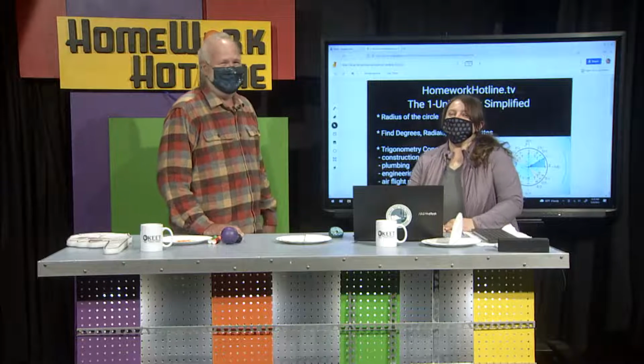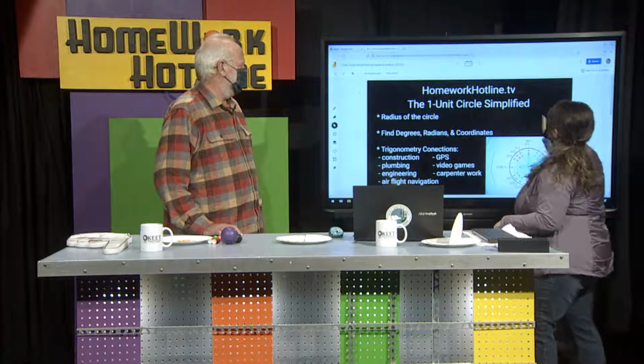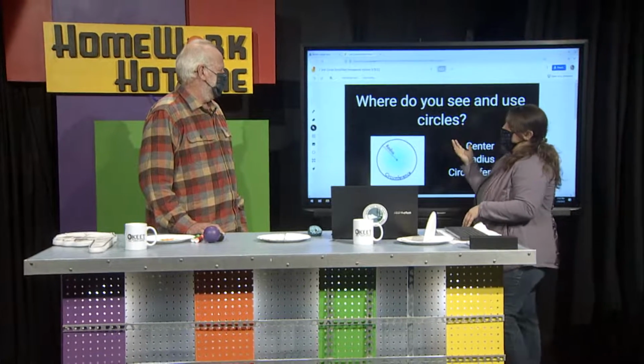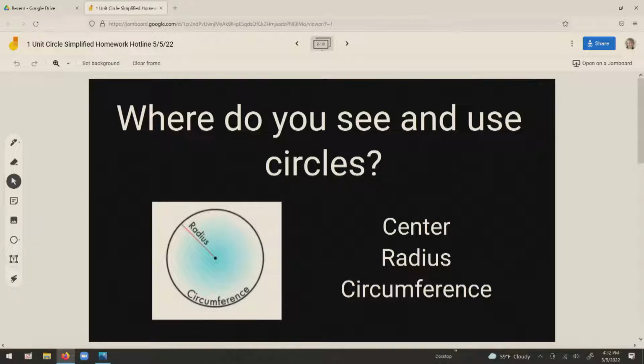Okay. So let's get started just with a thought. Where do you see and use circles? Radial saw. You mentioned an eyeball. There's circles there. Circles when we're driving. We may turn in a circle or come back. Steering wheels have a circle. Wheels have circles.